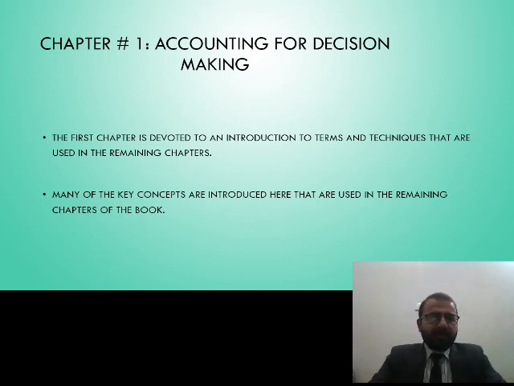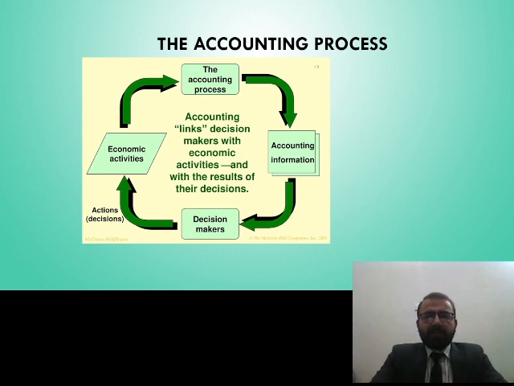The first chapter is devoted to an introduction to terms and techniques that are used in the remaining chapters. Many of the key terms are introduced here that are used in the remaining chapters of the book. The accounting process. In the accounting process, accounting links decision makers with economic activities and with the results of their decisions. In the accounting process, we have accounting information, decision makers, and economic activities.